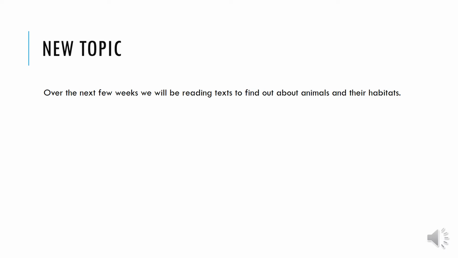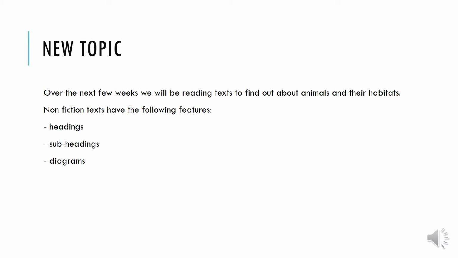Over the next few weeks, we'll be reading texts to find out about animals and their habitats. So we are specifically focusing on non-fiction texts. And non-fiction texts have the following features. They will have headings, subheadings, diagrams, blurbs, contents pages, indexes, glossaries, and extra things like labels, pictures, various bits like that, facts as well.